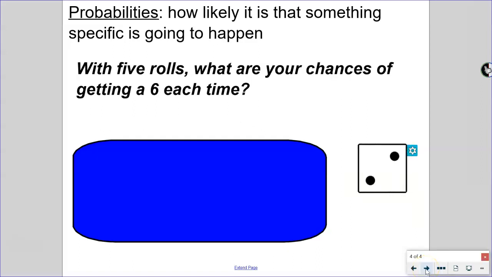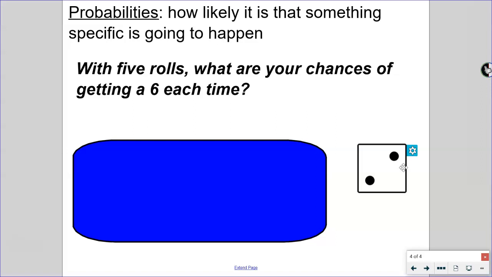Let's think about this. What if we roll this dice 5 times? And I say, hey, I want to roll a 6 each of those times. I want to roll a 6, and then a 6, and then a 6, and then a 6, and then a 6. Now, in your mind right now, you're thinking, well, geez, that's probably pretty hard. If you've ever played the game Yahtzee before, the goal of Yahtzee is to get the same number 5 times. Except we usually give you 3 turns to try to do that.